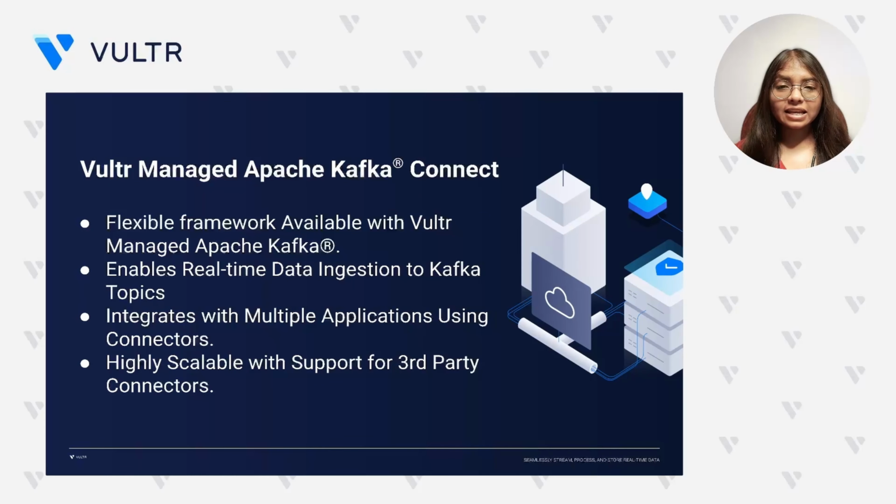Kafka Connect is a scalable and reliable tool designed to move data in and out of Apache Kafka with minimal effort. With Vultr Managed Apache Kafka Connect, you don't have to handle orchestration, deployment, or scaling by yourself. It supports real-time ingestion from a variety of sources including databases, queues, logs, and cloud storage, and pushes that data into Kafka topics. It also integrates easily with external systems through a wide range of built-in and third-party connectors, giving you the full flexibility to scale based on your workload.